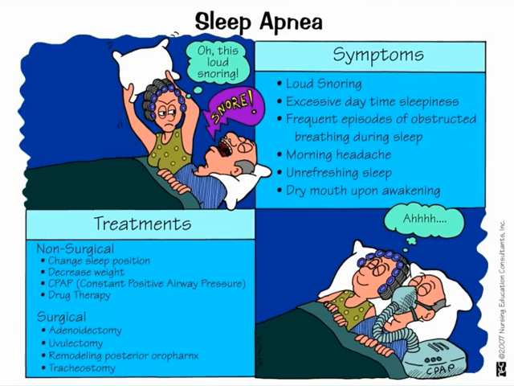So treatment-wise, we're always going to start with the non-surgical stuff. Change the sleep position. Do all the mechanical stuff. Get the head of the bed up. Decrease their weight. If we can get them to lose weight, we may use CPAP machines and things like that. We're not going to go into the surgical options until we've exhausted all the non-surgical treatments.